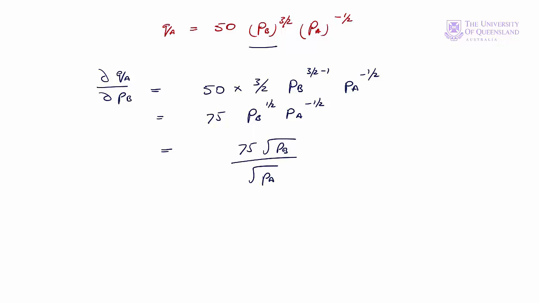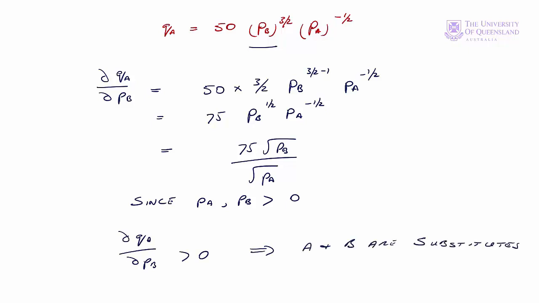We know that prices are positive. The coefficient 75 is positive. Therefore, we conclude that del QA, del PB is also positive. That implies that A and B are substitutes. I'll leave you to show that we get the same result if we differentiate the demand function for B with respect to the price of A.